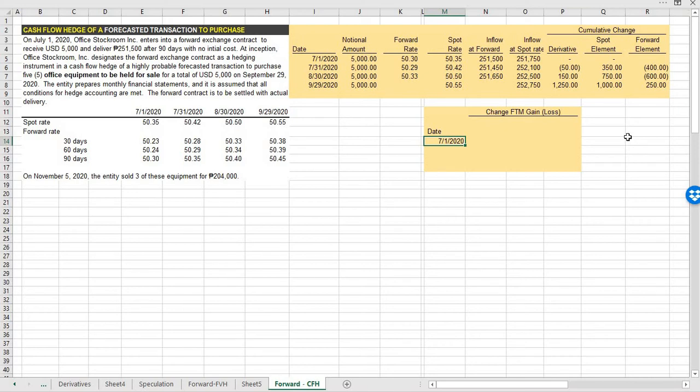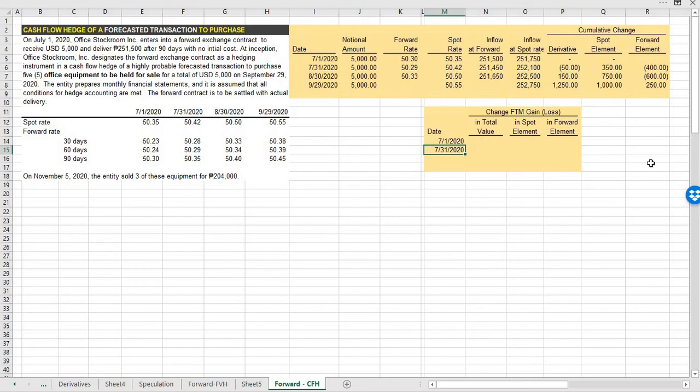Syempre, yung change for the month related to the derivative. Ito yon, yung total value ng derivative, then the spot element and the forward element. So ngayon, syempre, dito sa date na to, July 1, 2020, wala tayong i-recognize na change for the month kasi nga, kakastart pa lang nito. Ito ay date of inception. Kaya, doon na tayo ngayon sa July 31, 2020, yung next date, kasi dito na nagkaroon ng change.